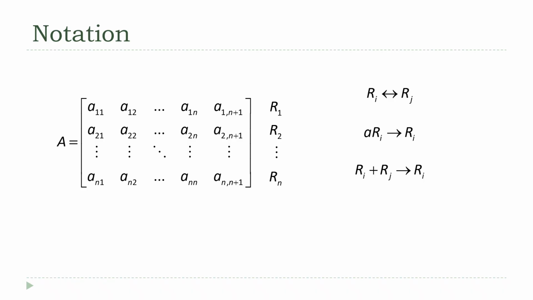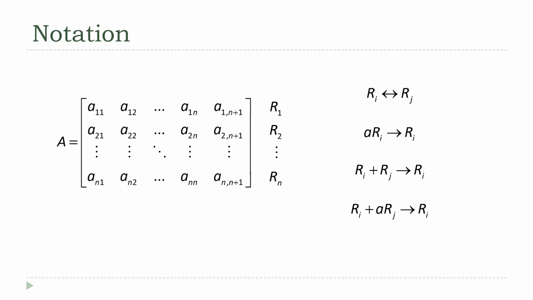And finally, this isn't really an elementary row operation. This combines two of them, but I wanted to mention it specifically since it's something that's going to come up repeatedly in our discussion of this algorithm. This takes every element in row j, multiplies it by a, adds it to the corresponding value in row i, and replaces the value in row i with that new number.